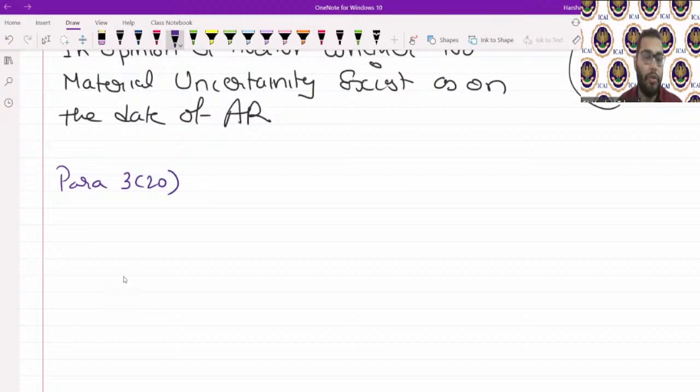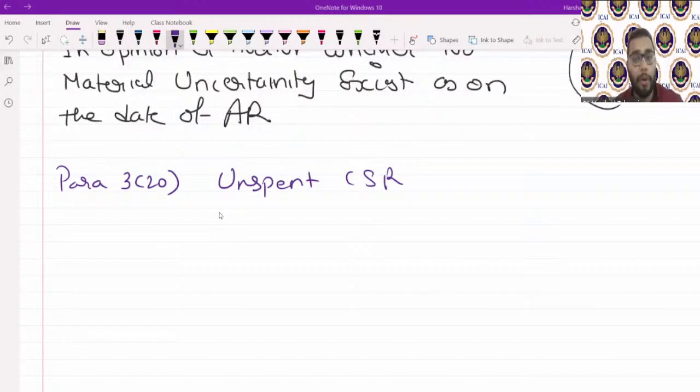Clause 20 of para 3. This talks about unspent CSR, compliance with section 135(5) and 135(6). So this talks about that compliance. There are two things in this particular clause we are required to report upon. First, for the ongoing projects, whether the company has appropriately complied with 135(5) of the Companies Act.